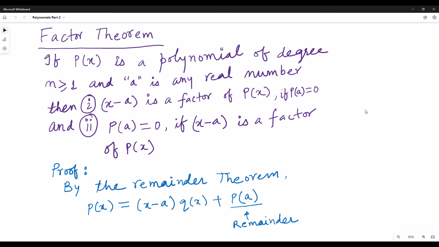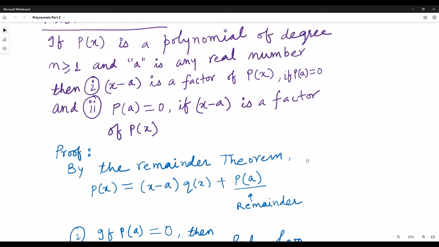Right? So if the remainder is 0, definitely it will be a factor. And if x minus a is a factor of p(x), then the remainder is 0. So the second statement is the same thing, telling it in another way. So p(a) is the remainder when we divide a polynomial by x minus a, that we know from the remainder theorem, and that is the proof of the factor theorem.